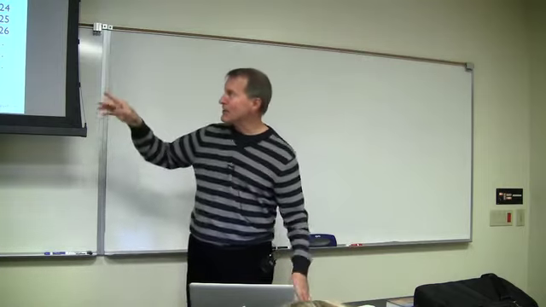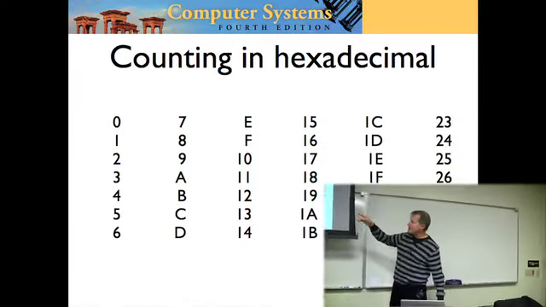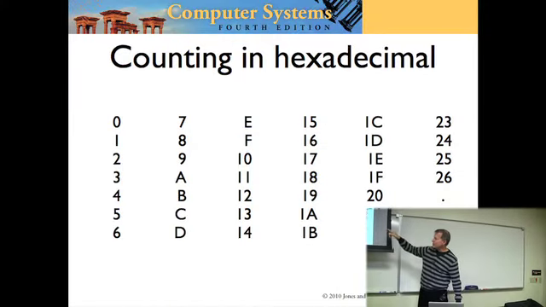Are you with me? So look here at how we count in hexadecimal. 0, 1, 2, 3, 4, 5, 6, 7, 8, 9, A, B, C, D, E, F. And then after F, it's 1, 0, 1, 1, 1, 2, 1, 3, 1, 4, 1, 5, 1, 6, 1, 7, 1, 8, 1, 9, 1, A, 1, B, 1, C, 1, D, 1, E, 1, F, 2, 0, 2, 1, 2, 2. Does everybody understand how to count in hexadecimal? All right, let's do a few.